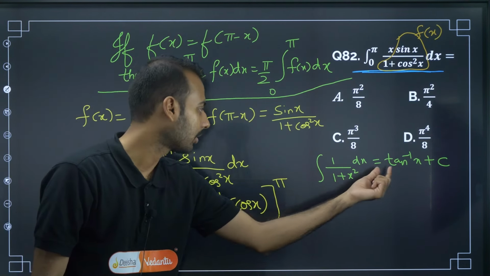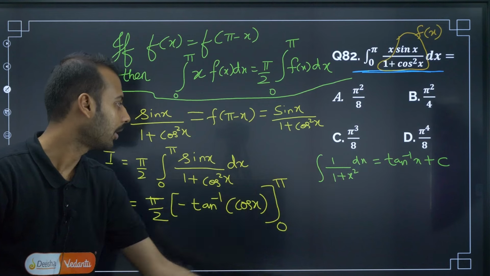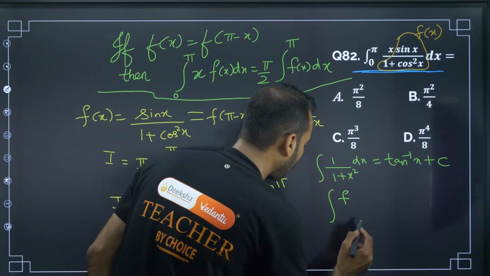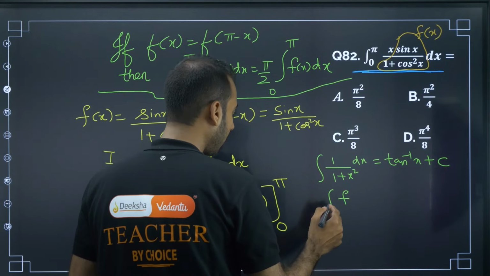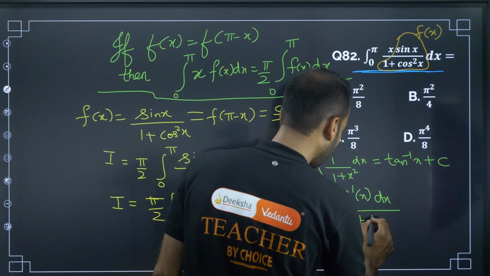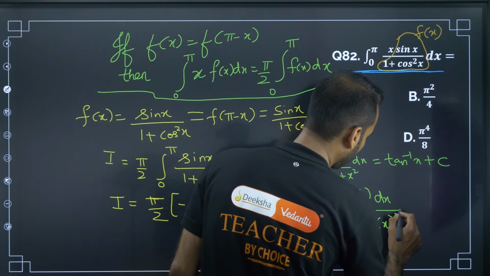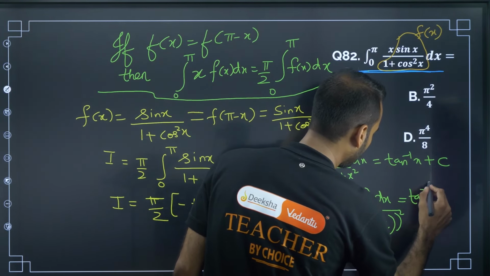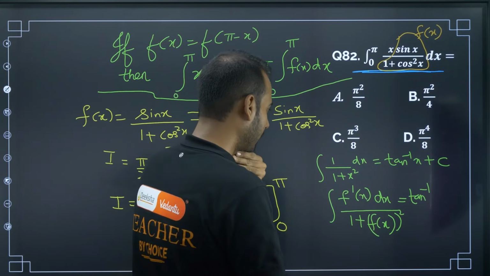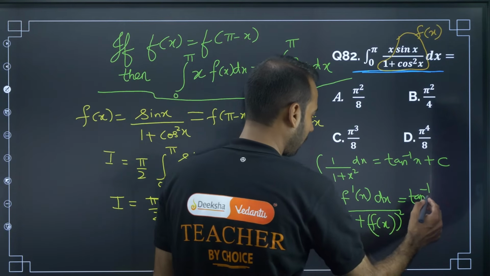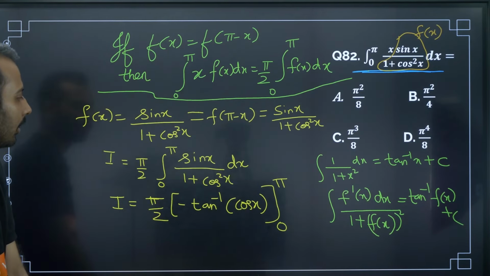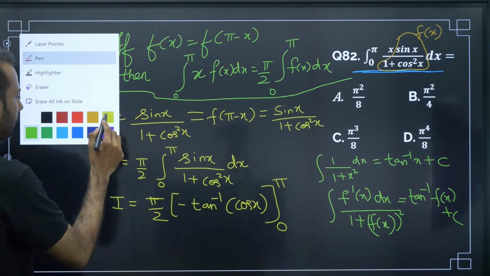So you relate this, or else if I write it like this, integration of f dash of x dx by 1 plus f of x square is equal to tan inverse of f of x plus c. In place of x I can write f of x like this.